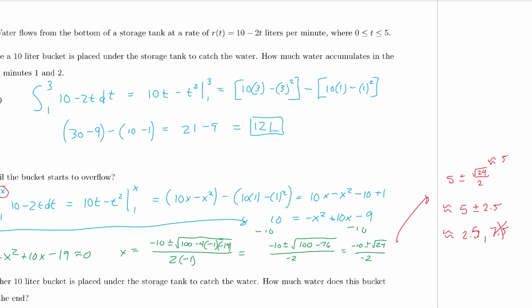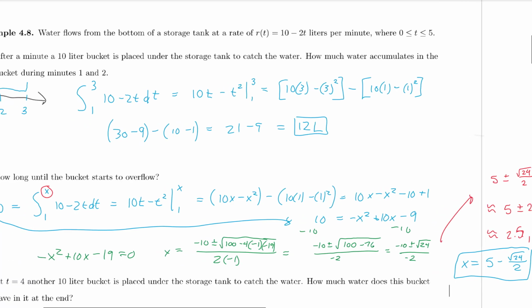And 7.5 doesn't make any sense, but 2.5 makes a lot of sense because we found out that if we went from 1 to 3, it overflowed. So somewhere in between 1 and 3 is where it must have hit exactly 10 liters. So in this case, our t value that we're looking for, or our x value, is the time 5 minus the square root of 24 over 2. That's the exact time when the bucket starts to overflow with 10 liters of liquid in it.